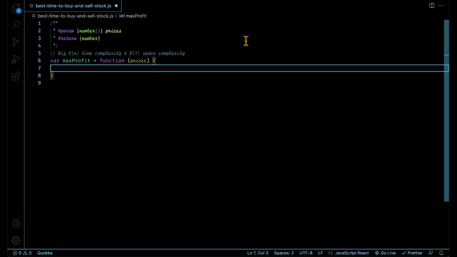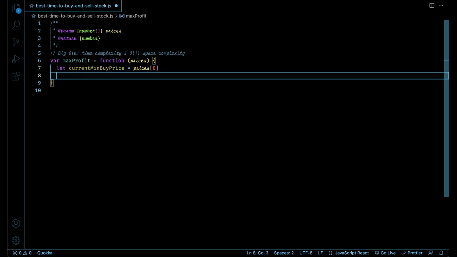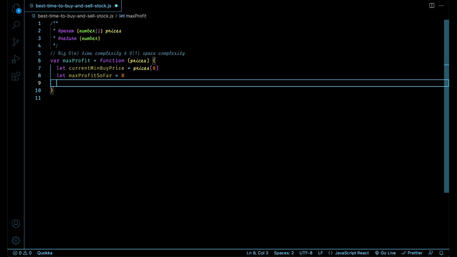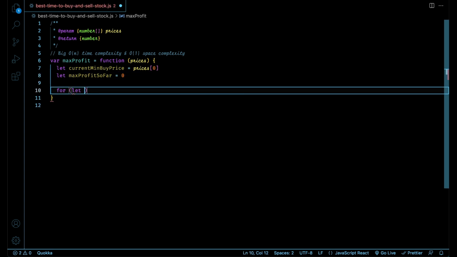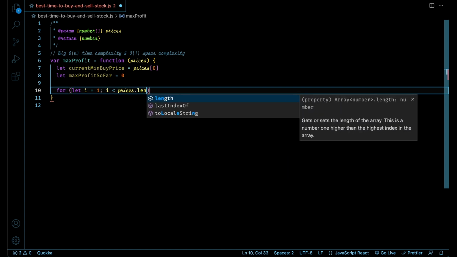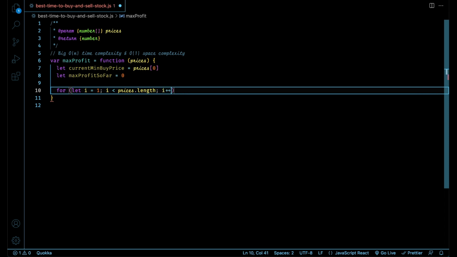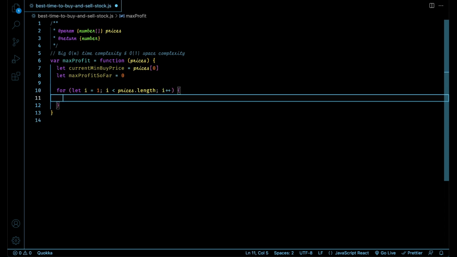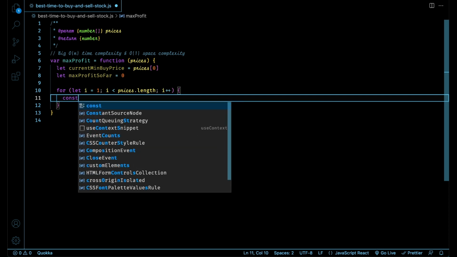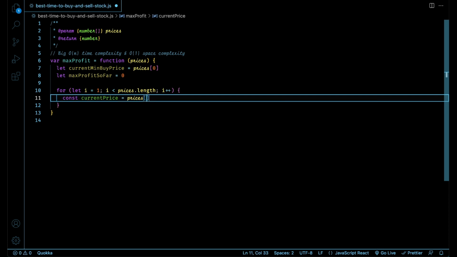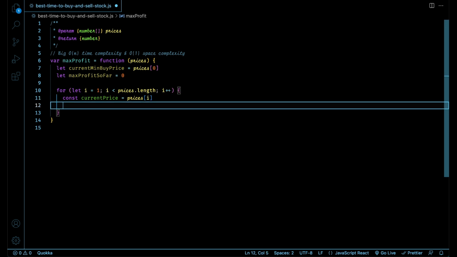Okay, we'll start by initializing our current minimum buy price with the first price in the array. Then we'll initialize our maximum profit so far with a value of 0. Next, we'll set up our for loop. We'll initialize the index with a value of 1. We'll check that the index is less than the length of our prices array, and then we will increment our index by 1 when the code block is finished executing. We'll store the current price in a variable just for readability purposes. Then we'll compare the current minimum buy price to the current price and assign the lesser of the two to our current minimum buy price.